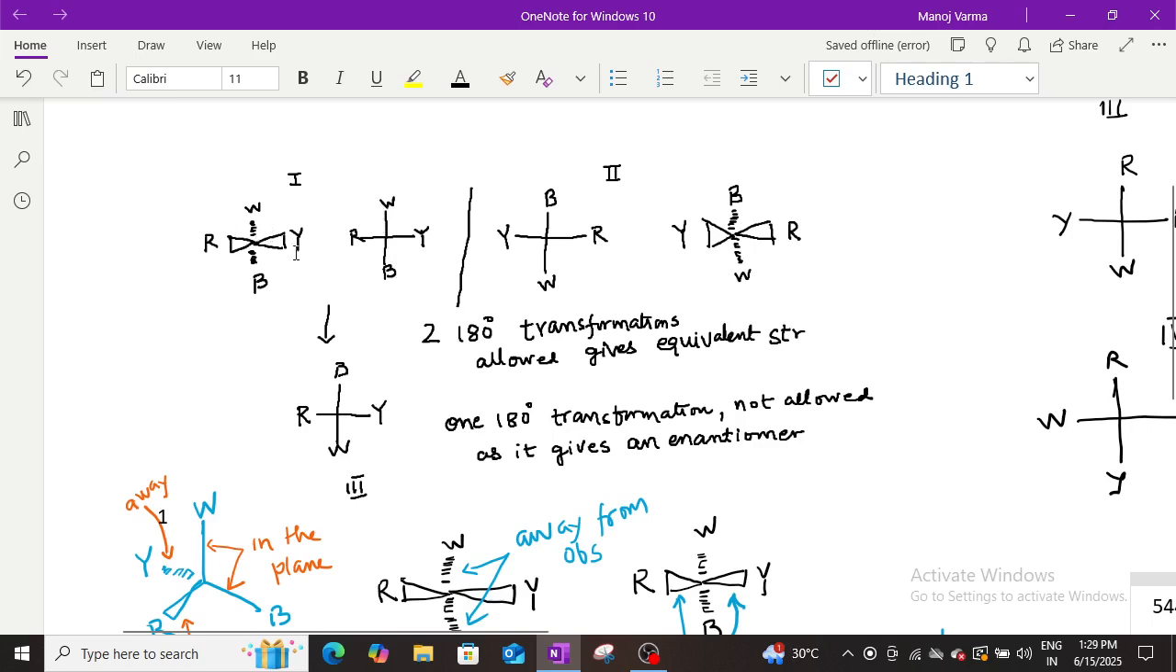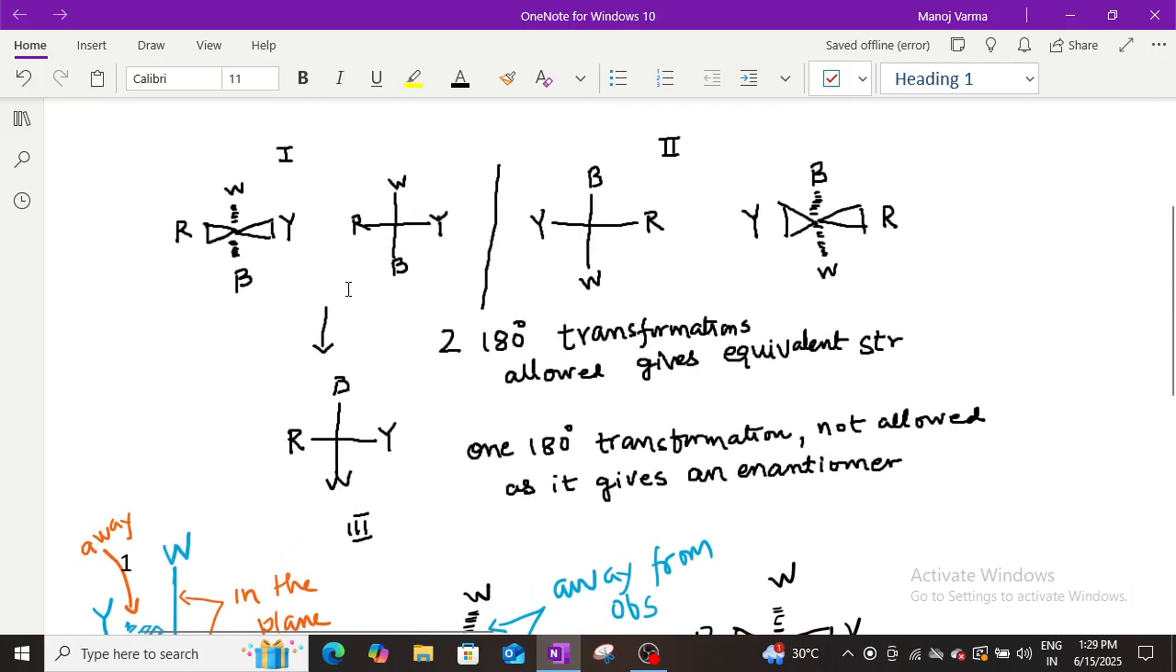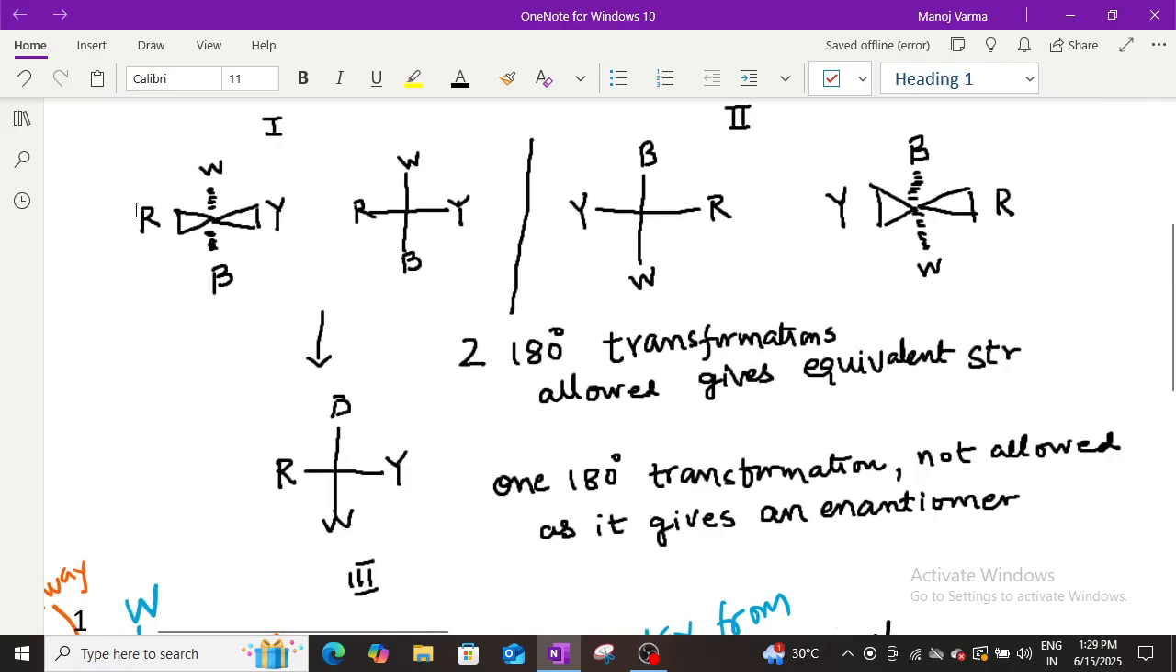So this three-dimensional structure that you see here is equivalent to this. These two bonds are pointing towards the observer, the red and the yellow, sorry, and the white and the black are going away from the observer.